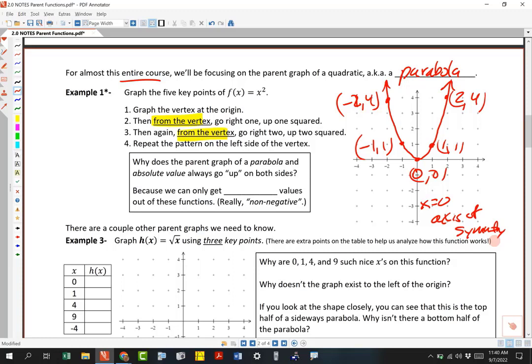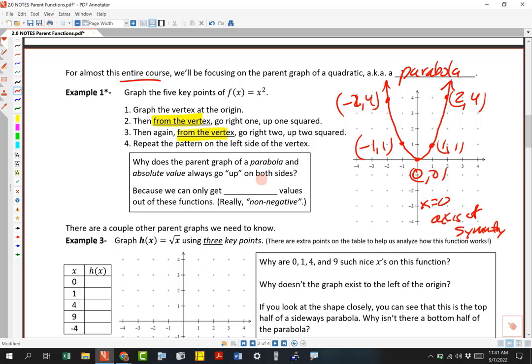That rocket that's sitting on the launch pad may be moving back toward the assembly building. Depends on this equation and equations like it. Okay, so here's my question for you. Why does it go up on both sides? Why do parabolas and absolute value graphs go up on both sides? I've got most of the answer right there. You could fill in the blank.